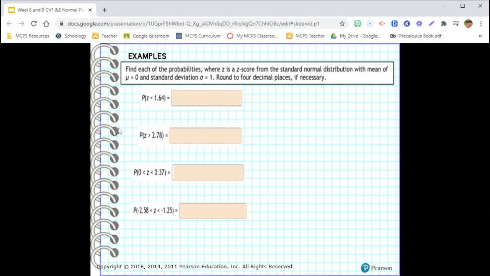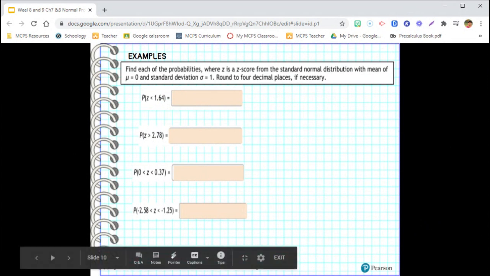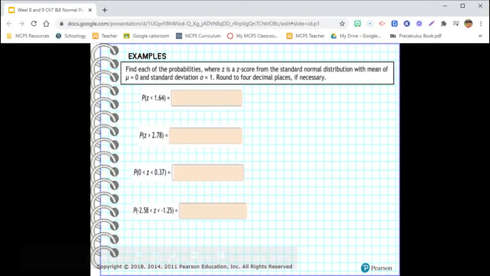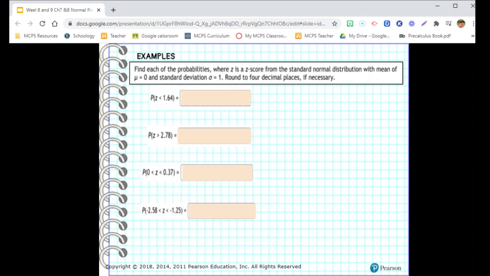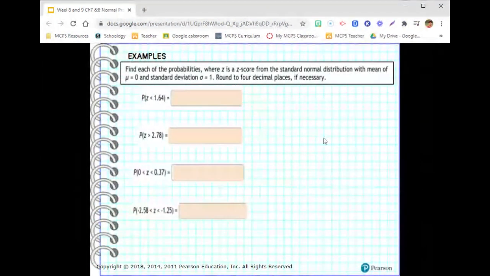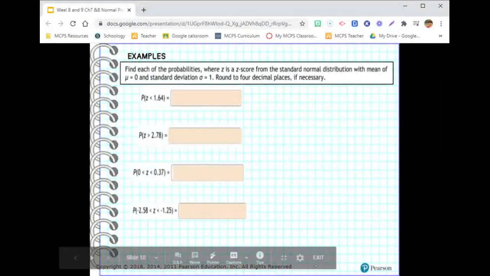So it's 1.64. Let me see if I can share a calculator here. All right, I don't think I have a calculator. I can't share my calculator, but if you have your calculator on hand, here's what you're going to do. So I'm just going to write here.